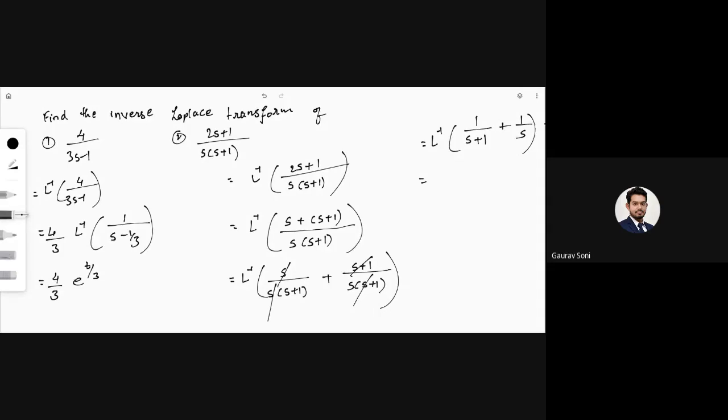Laplace inverse separates over addition and subtraction. So the Laplace inverse of 1/(s-(-1)) plus 1/s gives e to the power minus t plus 1. Check the calculation.